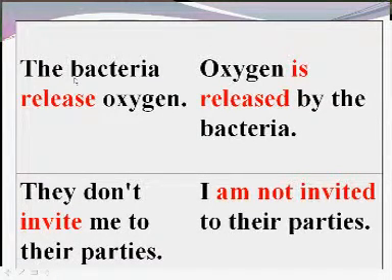Okay, here we have another example. The bacteria release oxygen. So, bacteria is the subject, release is the verb, oxygen is the object. So we are going to start with the object. Naturally, because when we turn a sentence into a passive form, it means that the subject is not important to us.